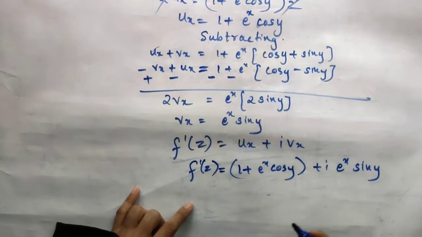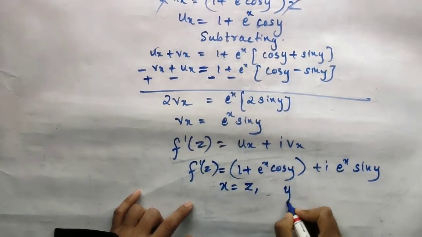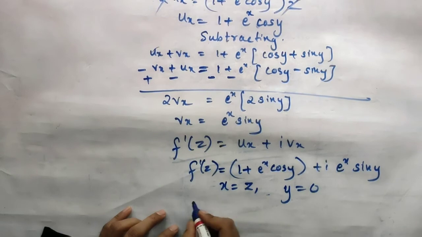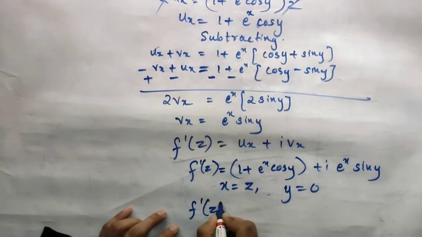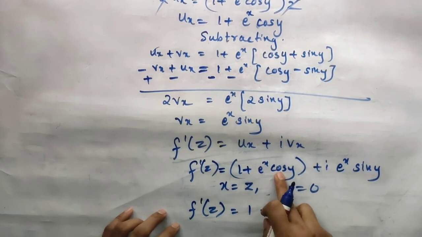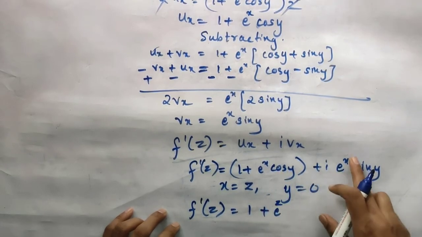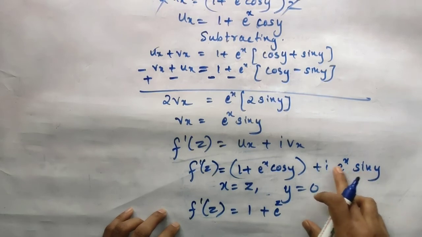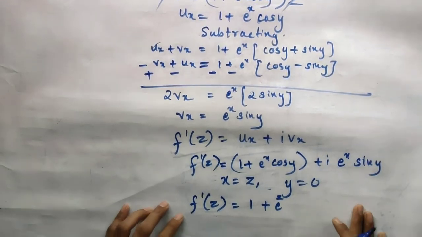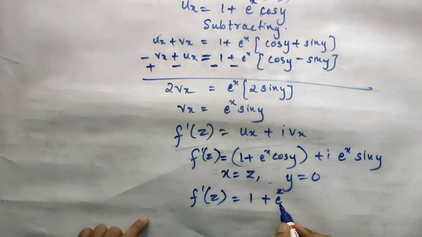Okay, now by Milne-Thomson's method, how can you get f dash of z in terms of z? You just have to replace every x by z, y by 0. So if you do so, you get f dash of z is equal to 1 as it is plus e to the power z cos 0 is 1, so need not write it, plus i into e to power z sin 0. Sin 0 is 0, so this complete imaginary part will not appear, only this part will appear in terms of z. Okay, this is your f dash of z.